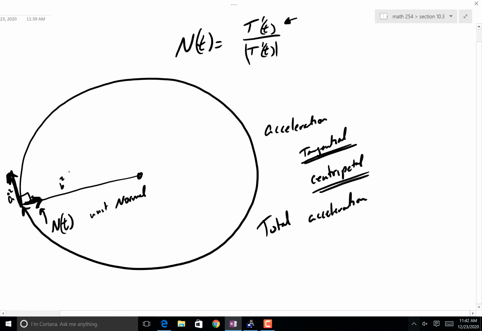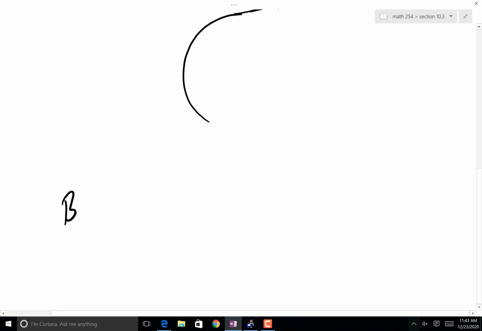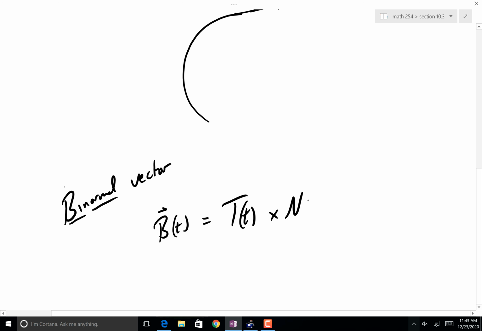And so the last thing to say, and I'm just going to mention it here, is what's called the binormal vector. Binormal, it's normal to two vectors, if you want to think of it that way. So the binormal vector B of t is equal to the cross product of T and N, like so. It's important it's in that order because if you change the order of a cross product, you change the direction.